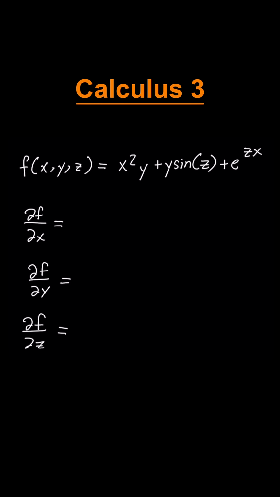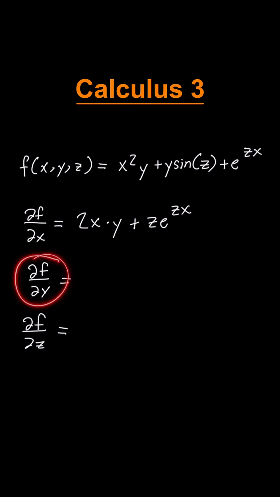In the first part, the derivative of x squared is 2x, and we just multiply the y because it's a constant. In the second part, there's no x, so it just becomes 0. And in the third part, we have e to the z times x. So I would just imagine z as any number. So let's say we have e to the 2x, the derivative of that is just 2e to the 2x. So in this case, the derivative is just ze to the zx.